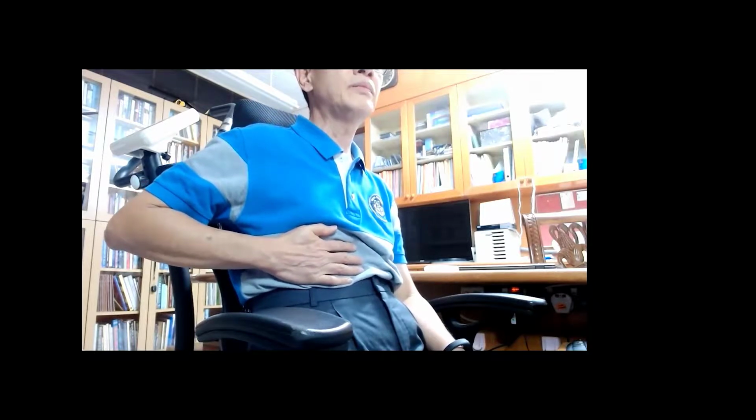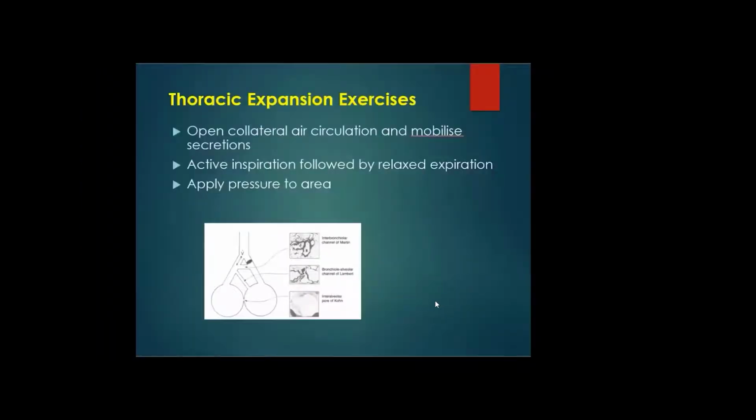It's sort of like squeezing. When you apply pressure and breathe deeply in, it's sort of like squeezing the air across these channels to dislodge all this phlegm or sputum. That's what you're doing. So, active inspiration followed by relaxed expiration with application of pressure to the disease area. That is thoracic expansion exercise.